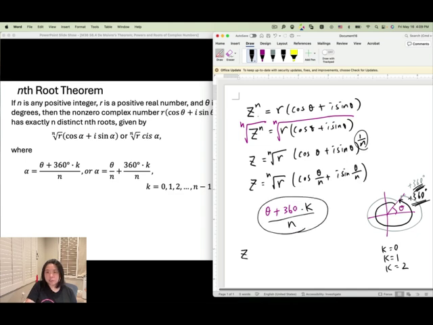The k depends on your n here. Let's say I'm looking for z to the power of 4. Then my k will be equal to 0, 1, 2, and 3. It means we have four roots. When k equals 0, you have the first one, then the second, third, and fourth. So you can see the largest k is always n minus 1, because we count the 0 also.